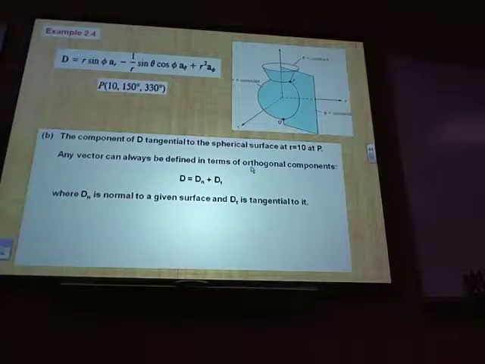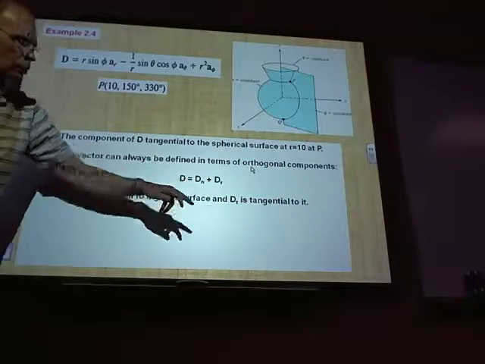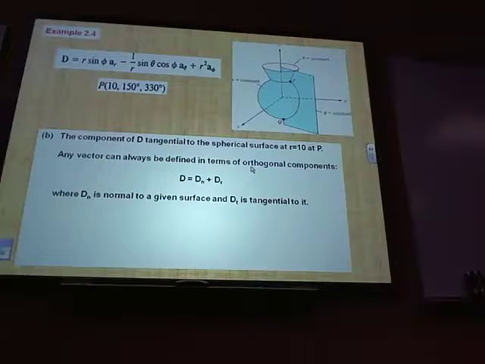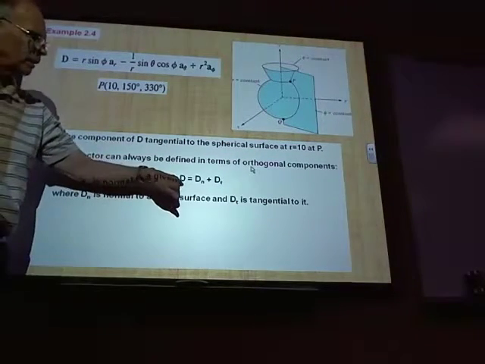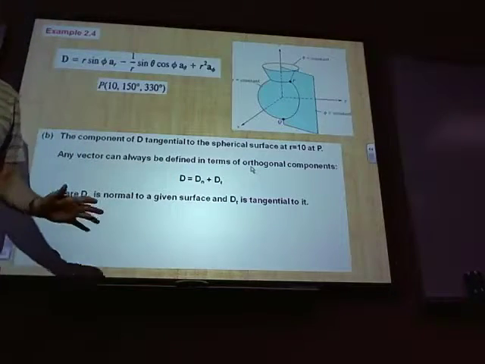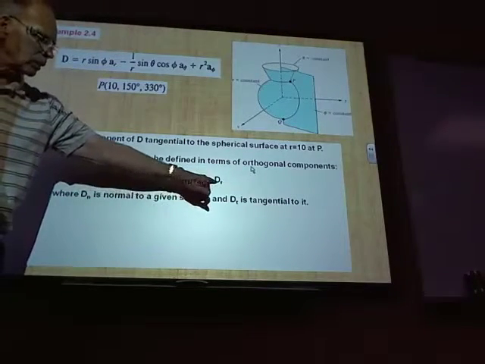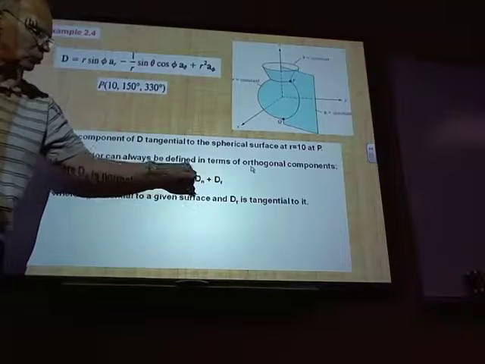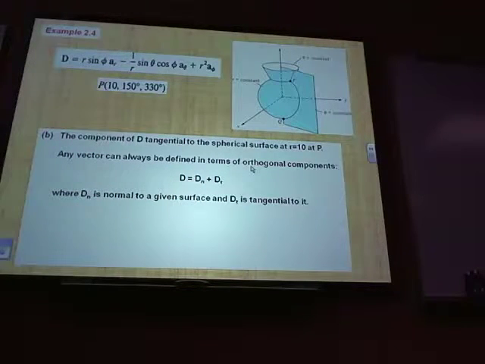Any vector can always be defined in terms of an orthogonal component, normal component, tangential component. So if you and I can get the normal component, which is a lot easier to get, we can subtract it from this value right here, and we can get the tangential component. Or, if it's easier to get the tangential component, then subtract it from this and get your normal component. So you don't have to have them both. You can just simply work with one and then get the other. So that's what we're going to do.